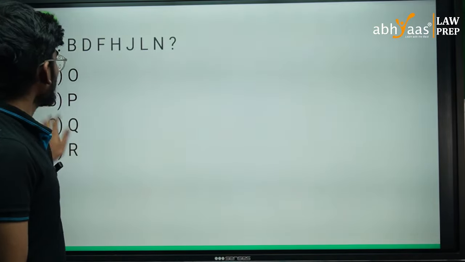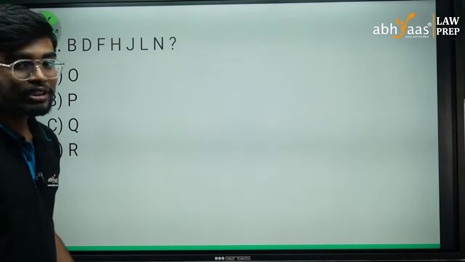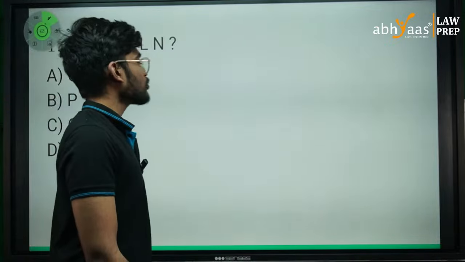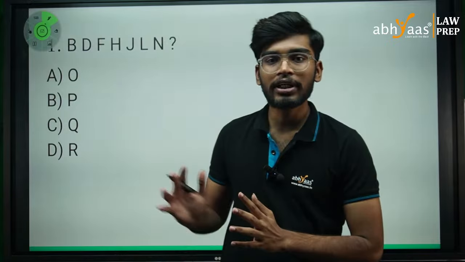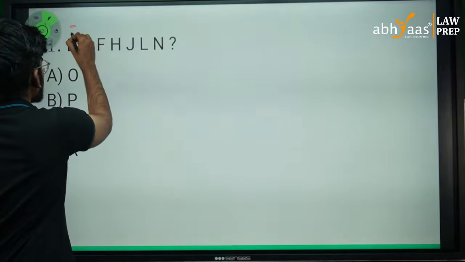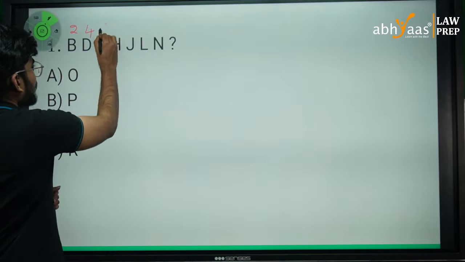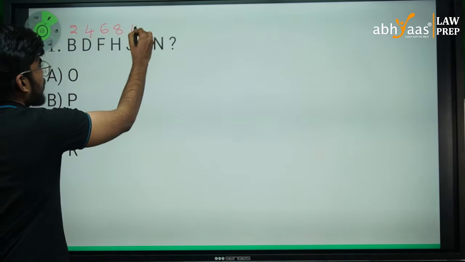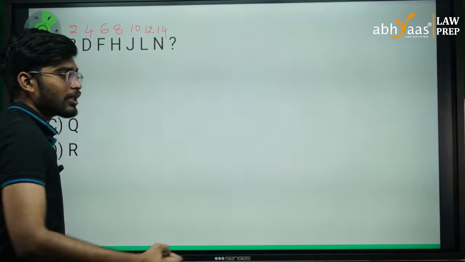Okay, B, D, F, H, J, L, N. What is the next letter? So firstly, we are supposed to write the numerical values of these alphabets. What does B mean? B is 2, D is 4, next F is 6, 8, 10, 12, 14. So what will be the next number?